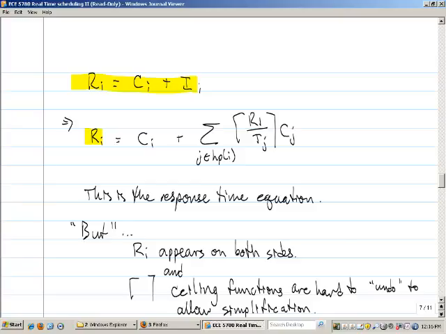Yes, Ken? Are we going to have to worry about starvation, with too many higher priority tasks starving the lower ones? With the response time analysis, if you are able to find that everyone is schedulable, you don't have to worry, because that will take care of it. But apart from that, yes, you will have to worry about starvation, but in a different problem.